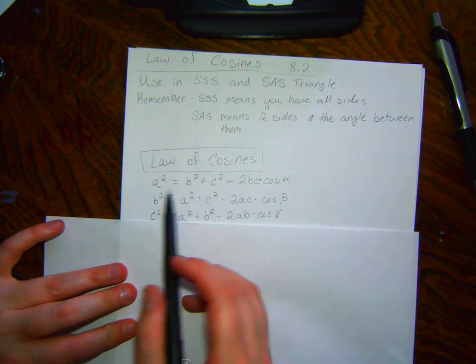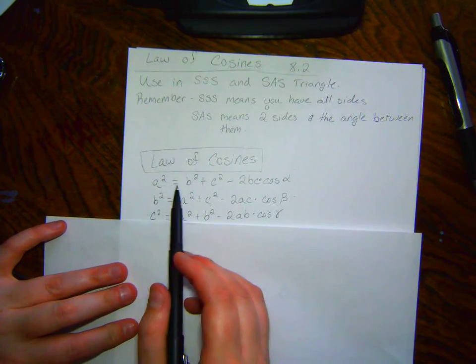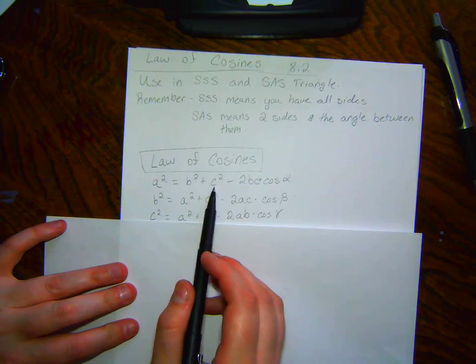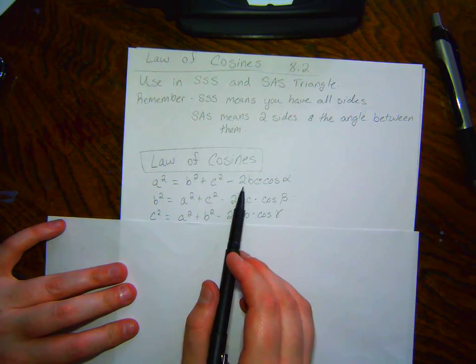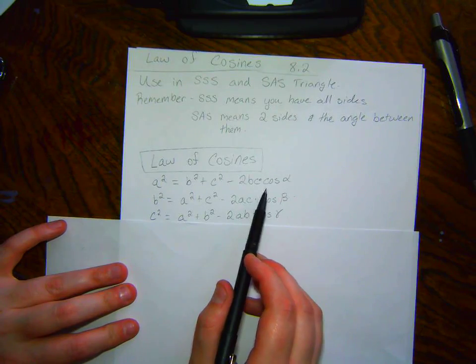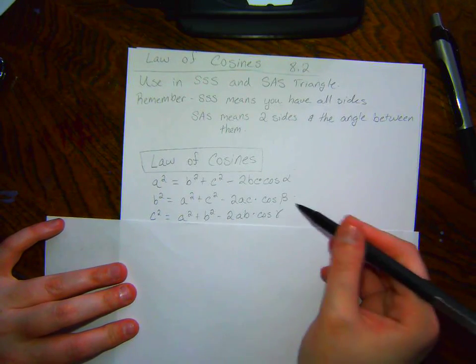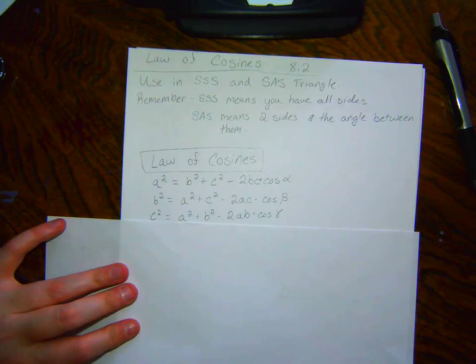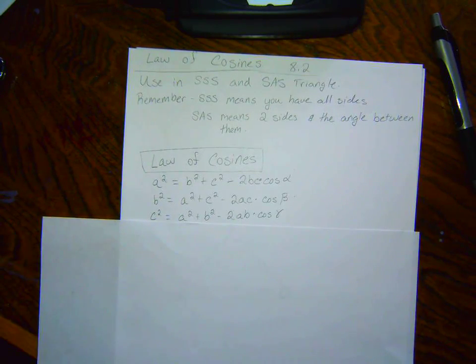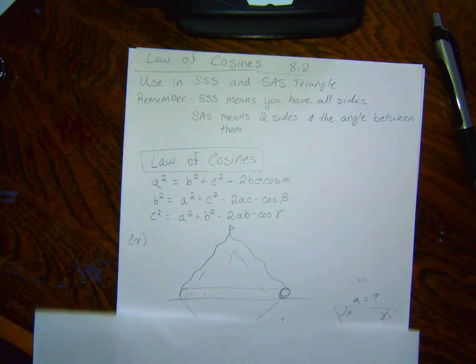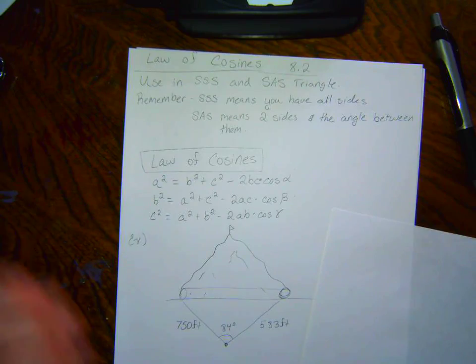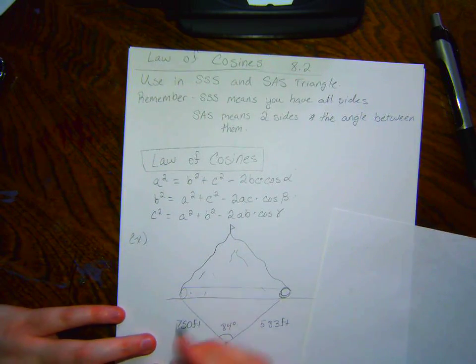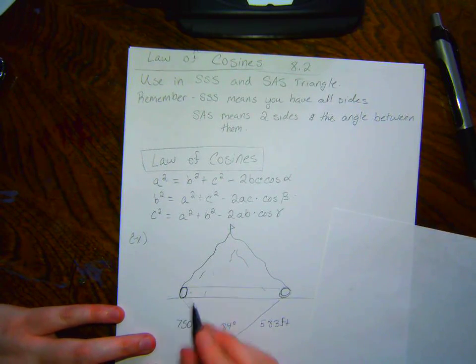So it's just side length squared equals B squared plus C squared minus 2, don't forget that 2, that's really important, 2 times B times C times cosine of alpha. Same flows for the others. What we're going to do is jump in, get our feet wet, and start with an example.